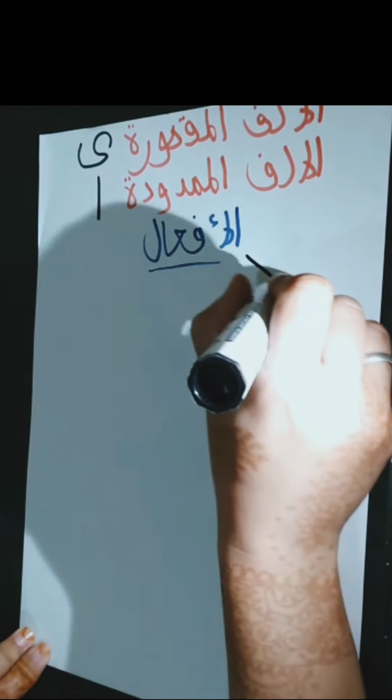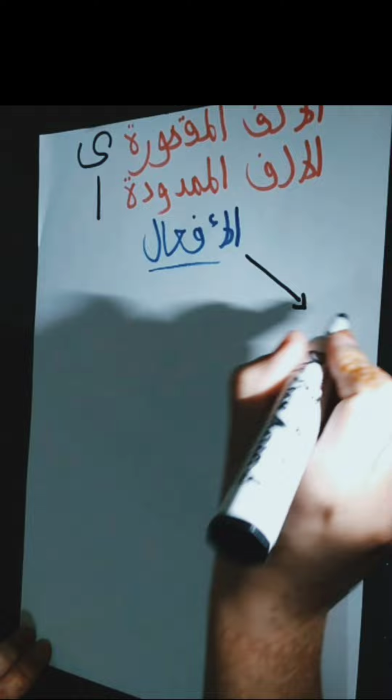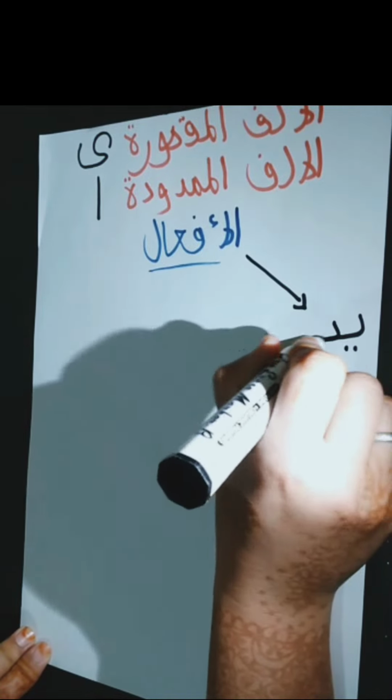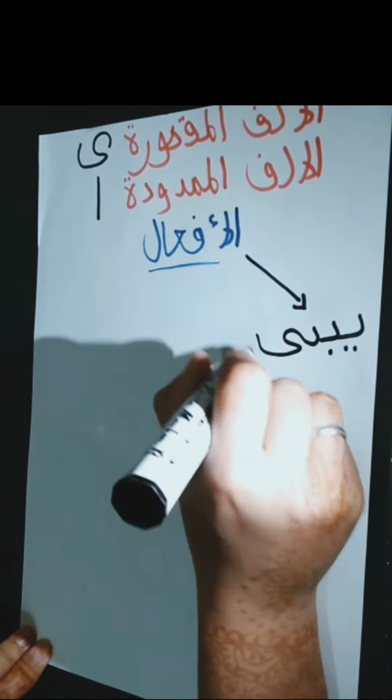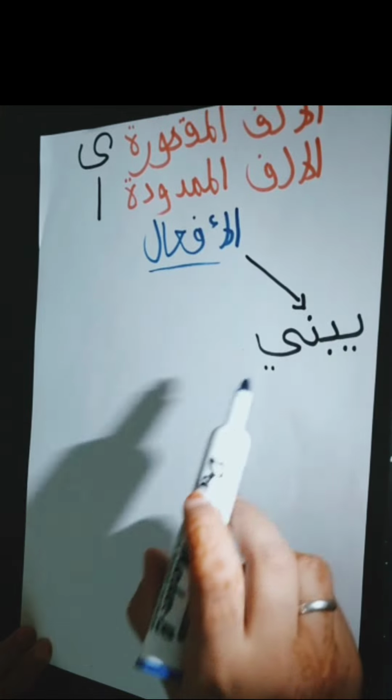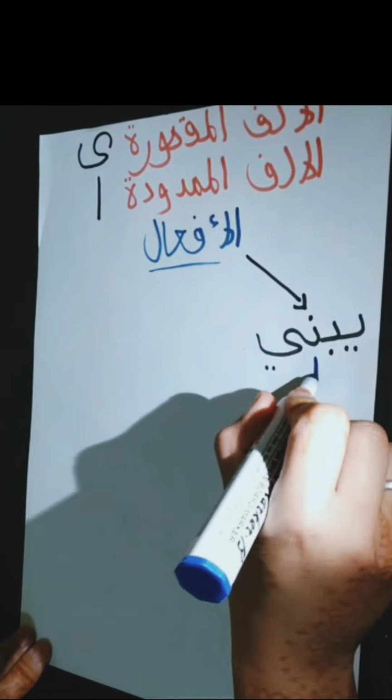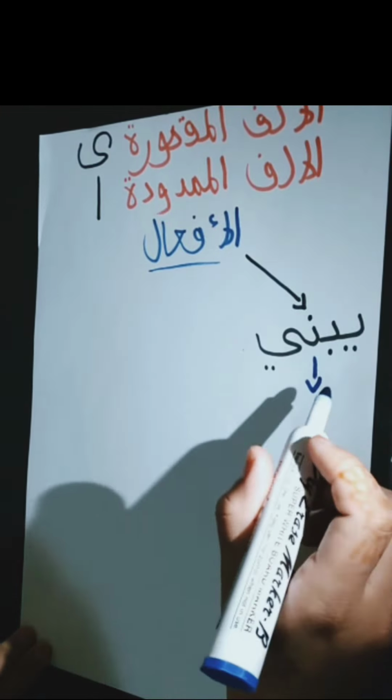Like يبني. It means building in English. Someone built something. This is a verb, but we put it in present tense, and the original of this verb is بنى. Okay, يبني, بنى. We'll write it like this.